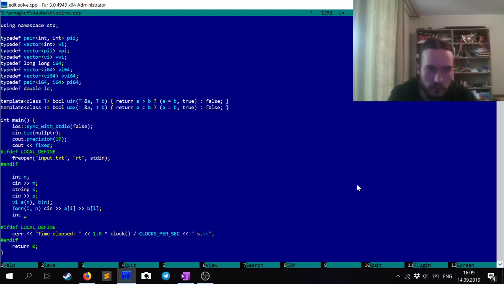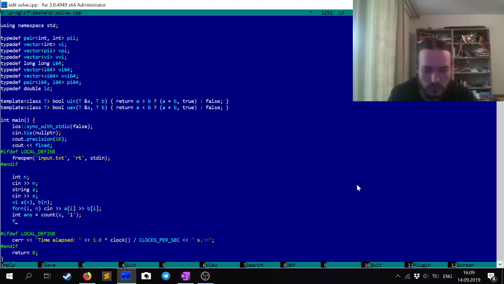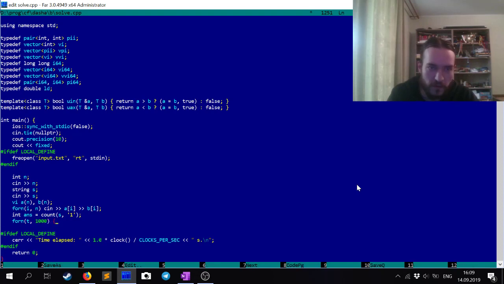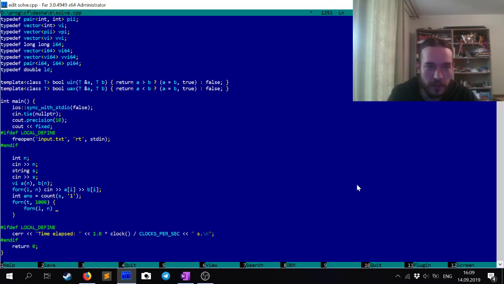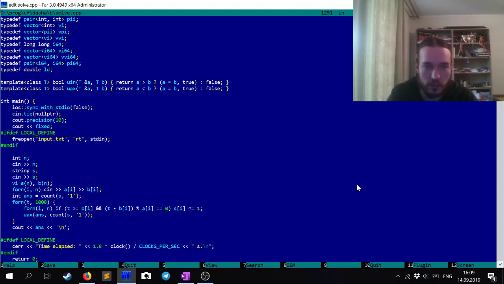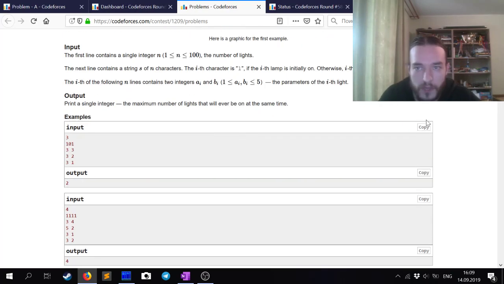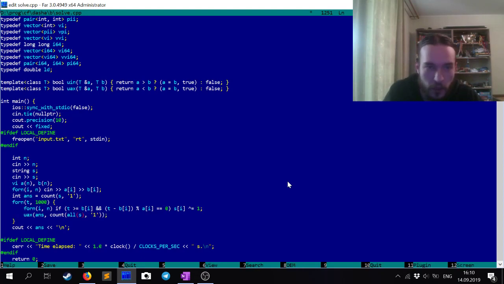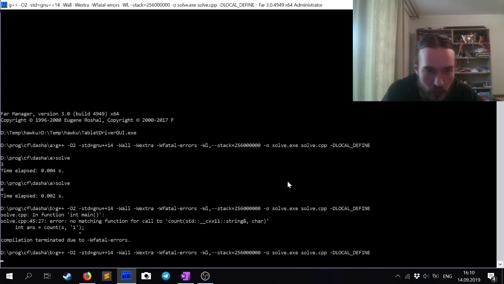We can just find the maximum number of lights that will be on at the same time. Okay, let's go for 1,000. So then you're going to toggle all the guys that are toggling at this moment. That's what we have to do. If there are off-by-one errors, it will hopefully be caught on the sample tests.